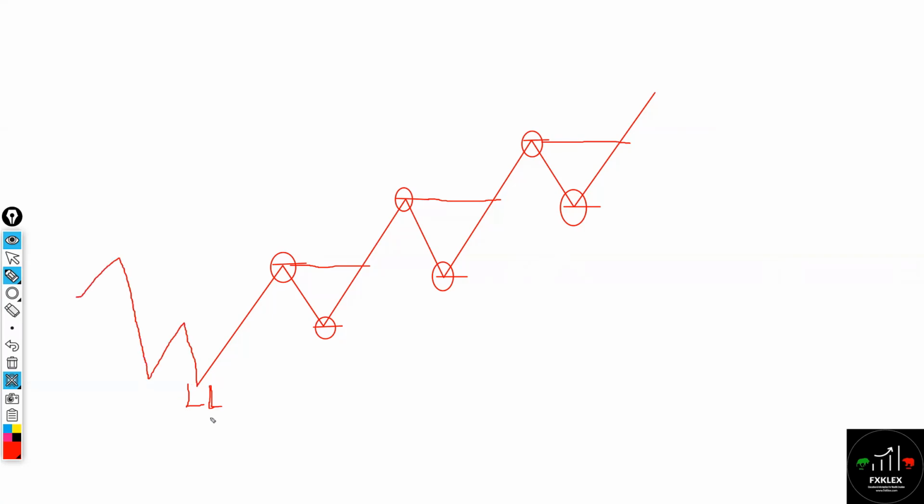Then this is a lower low. And then we have what next? We have a high right here. This region right here is a low high. No, this is a high. So this is a low high. This is a high, higher than this.